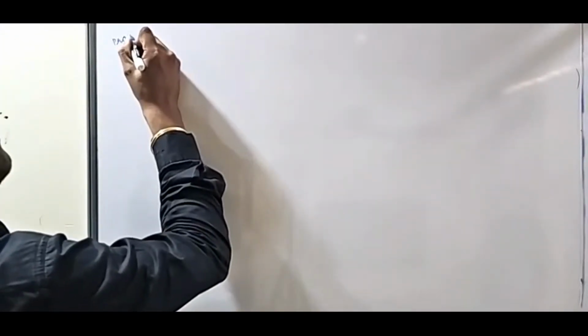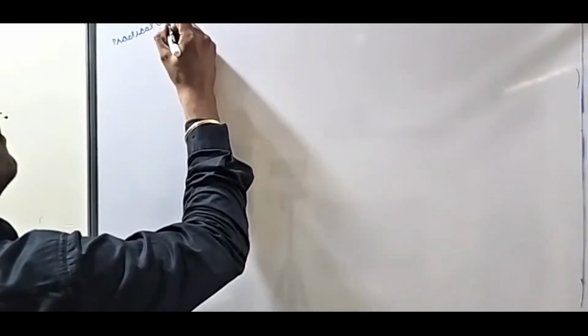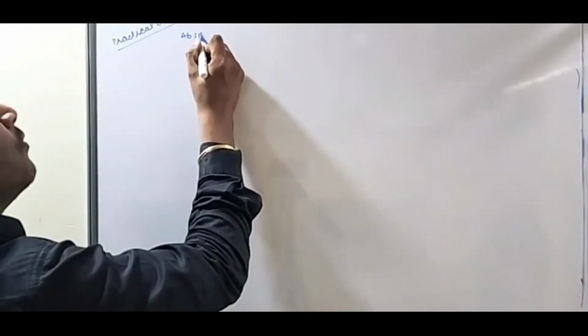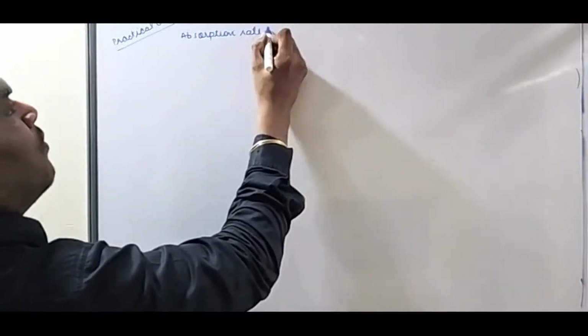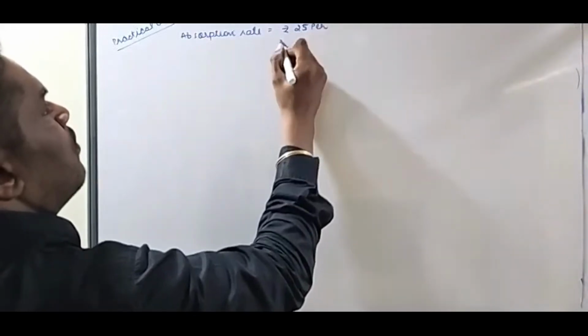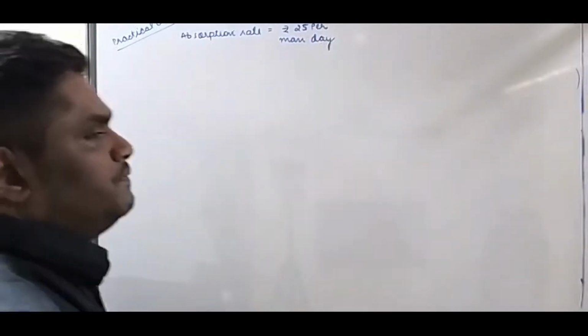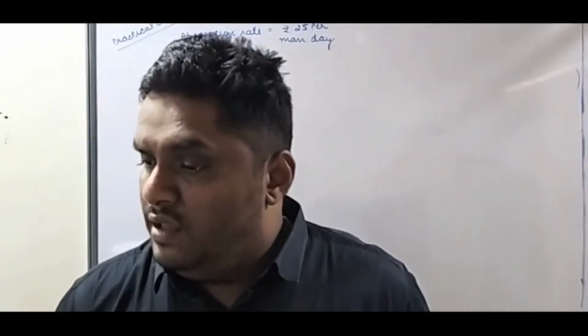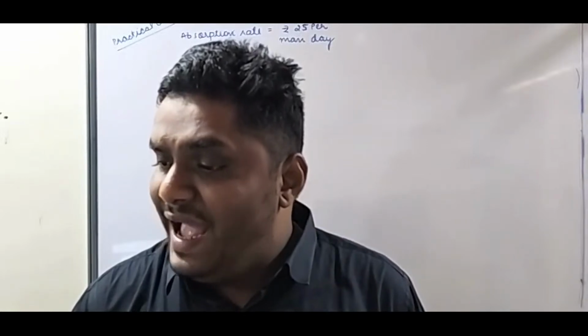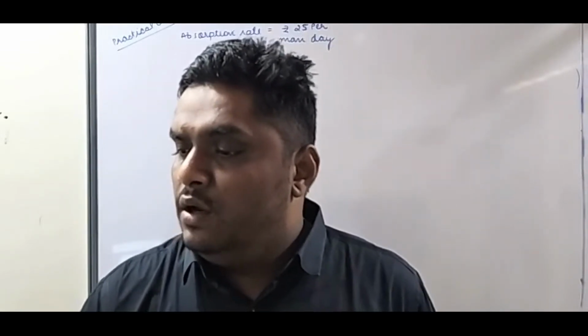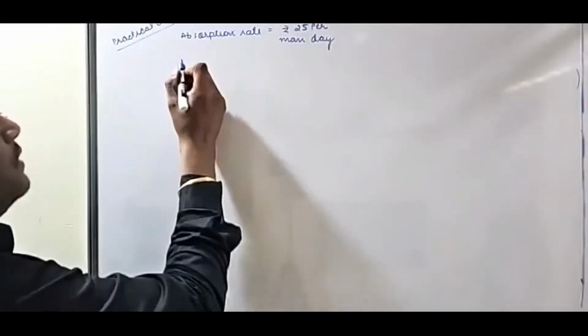So let's start with this question. In a manufacturing unit, factory overheads was recovered at a predetermined rate of rupees 25 per man day. So herein, the absorption rate is given, that is rupees 25 per man day. The factory overheads expenses incurred and the man days actually worked are given, that is 41,50,000 are my total factory overheads, actual factory overheads. So actual overheads are also given.